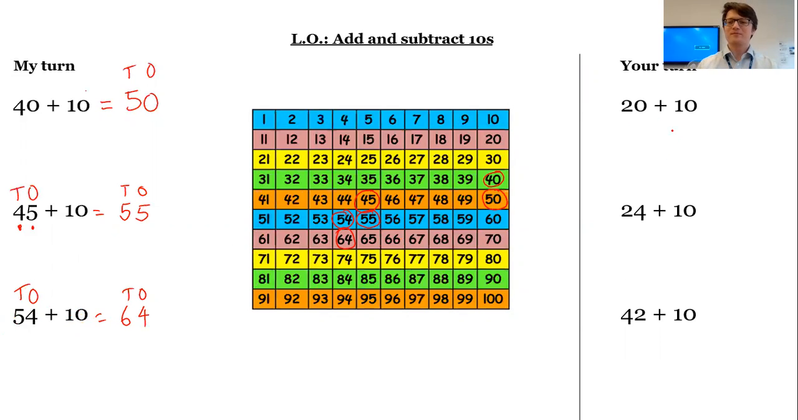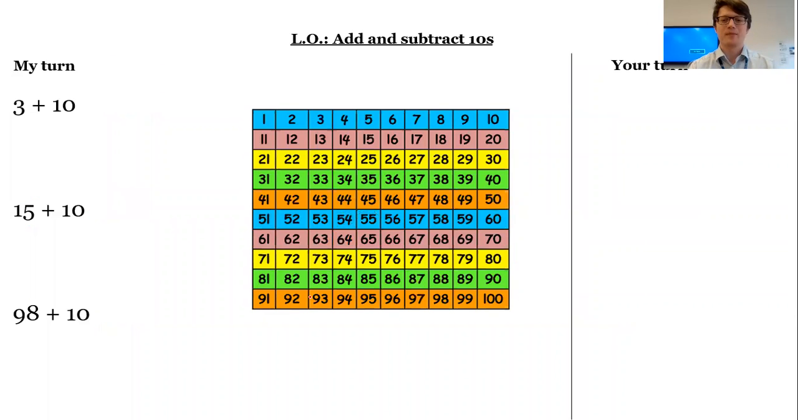Okay, here we go. So 20 add 10 is 30. 24 then add 10 will be 34. Ones stay the same. And 42 add 10 is going to be 52. If you're struggling with those at all, go back, really practice counting up and down just in your multiples of 10, particularly probably counting up from around 50 and then counting back down as well. Really good practice. If you're good at that, it makes all the other calculations much easier.